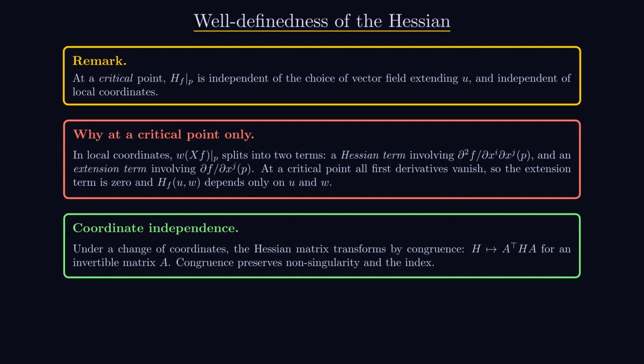Under a change of coordinates, the Hessian matrix transforms by congruence. H maps to A transpose HA for an invertible matrix A. Congruence preserves both non-singularity and the count of negative eigenvalues.